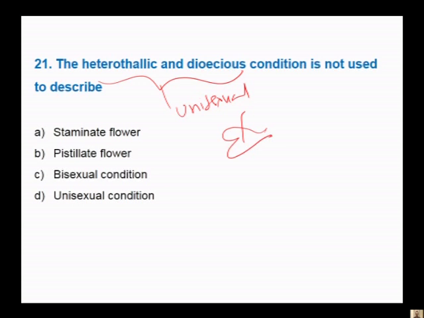Let us go to the options. Staminate flowers are the male flowers. Of course, they are unisexual. Pistillate flowers are the female flowers. Of course, they are unisexual. Unisexual condition is also correct. So heterothallic and dioecious can be used for staminate, pistillate and unisexual flowers, but it cannot be used for the bisexual condition. Therefore, the answer is bisexual condition. The heterothallic and dioecious condition cannot be bisexual. It is unisexual. Next question.